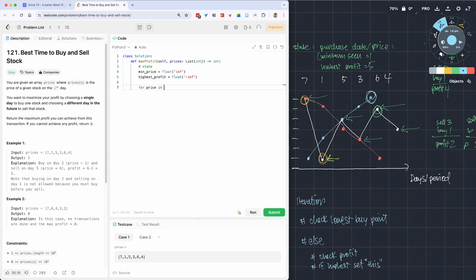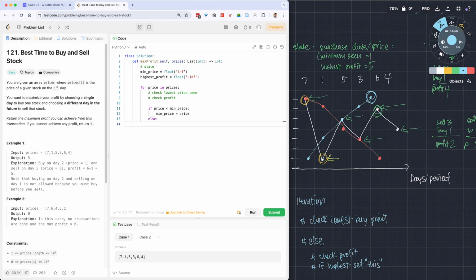And for price in prices, we're going to iterate this. We're going to check lowest price seen, or else we're going to check profit. Right? These are going to be the two flows that we have, and that's going to look like, if price is smaller than the minimum price, then we're going to set a new minimum price. And that's going to be the price that we have here, or else we want to check the profit, right?